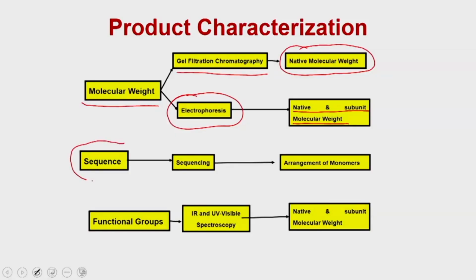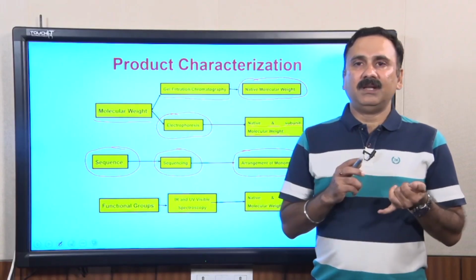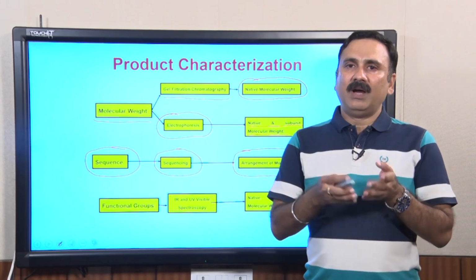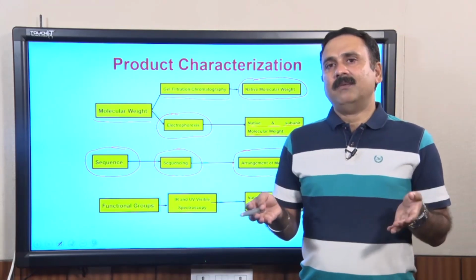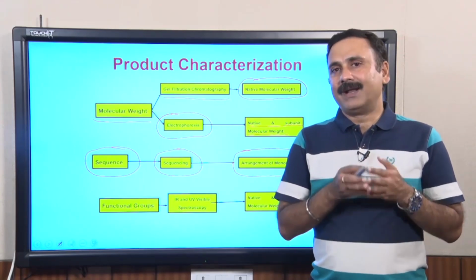Now, the next thing you can do in this series is deduce the sequence of the biomolecules, and that is always done by sequencing techniques. Sequencing techniques tell you about the arrangement of the monomers, because in a biomolecule, whether it is a protein or DNA, it is not enough that all the functional groups are present; it is also important in what sequence these functional groups are arranged.